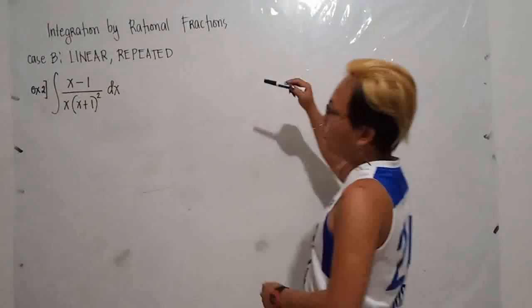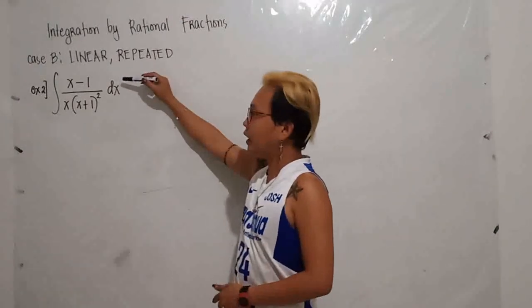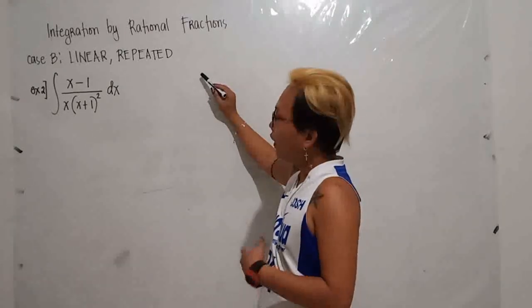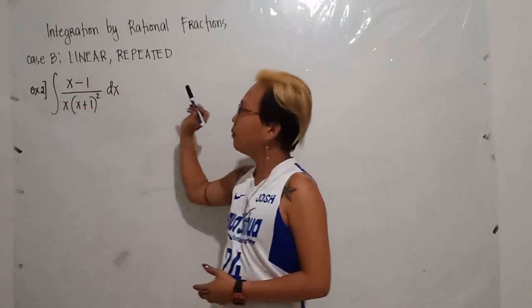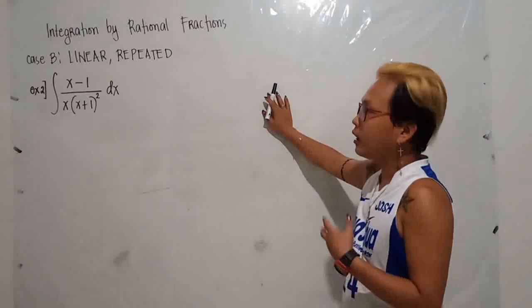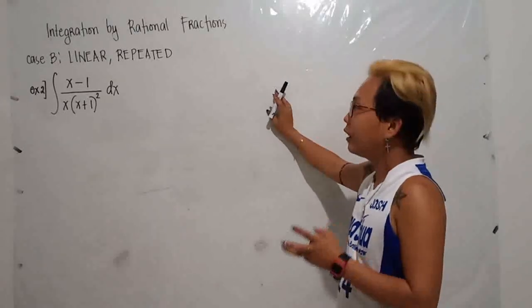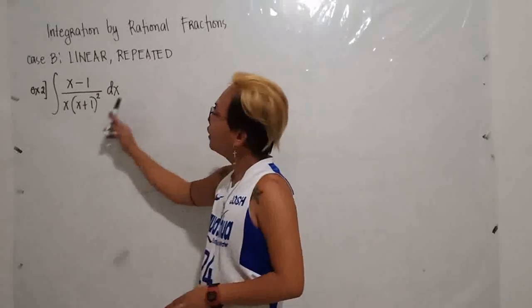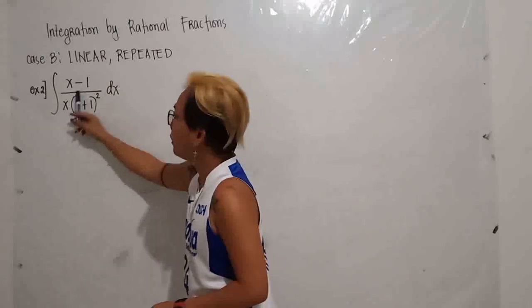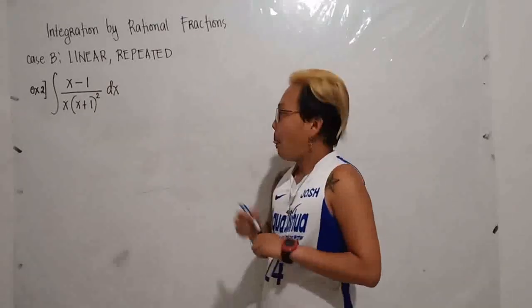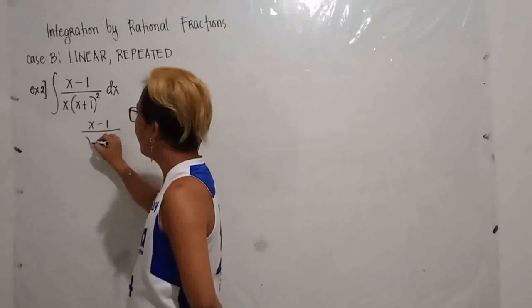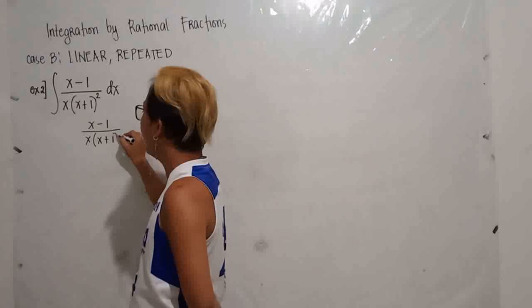Okay, example number 2. We will now have the integral of x minus 1 over x multiplied to x plus 1 squared. If you will notice at the equation, this is a combination of case A and case B. Case A is linear non-repeated, while case B is also linear but repeated. The non-repeated equation is x, then the repeated equation is x plus 1 squared. Okay, so we will do this as x minus 1 over x, then x plus 1 squared.